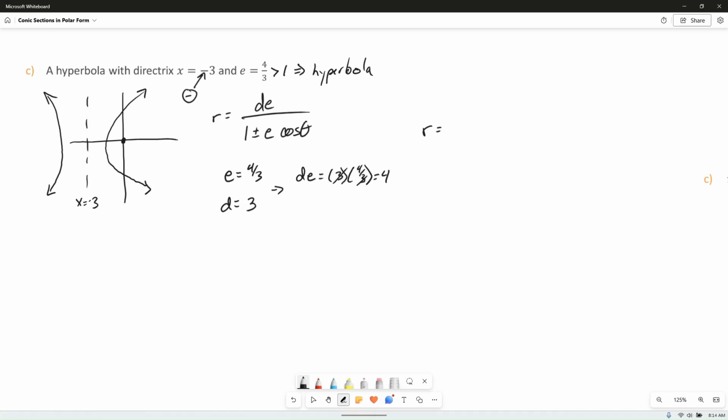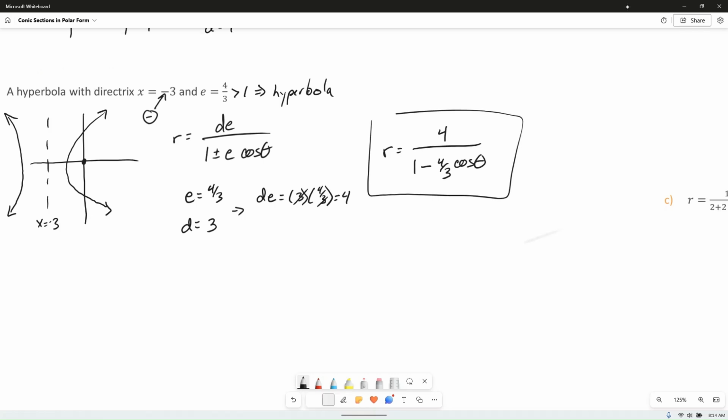So r equals 4 divided by 1 minus 4 thirds cosine of theta. And again, we have 4 in the numerator because that's the value we got for d times e. It's a minus because the directrix is a negative value. It's 4 thirds because that's the eccentricity value we're given. And I know it's a cosine because I have a horizontal hyperbola.